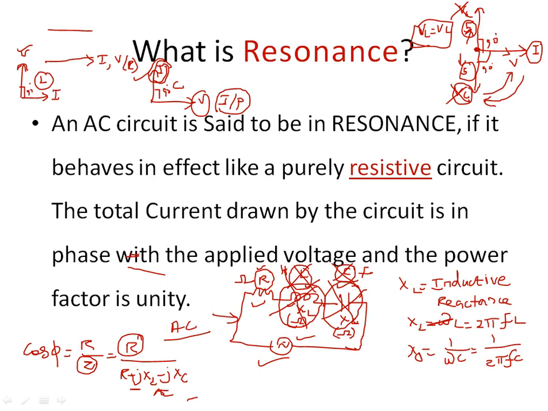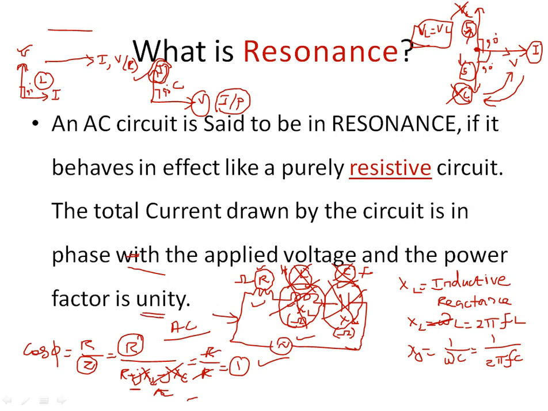What is the condition of resonance? The effect of inductance and the effect of capacitance will be cancelled by each other. So what is the mathematical equation? R by R means 1. So now the power factor is 1. Power factor is 1 means cos phi is equal to unity.